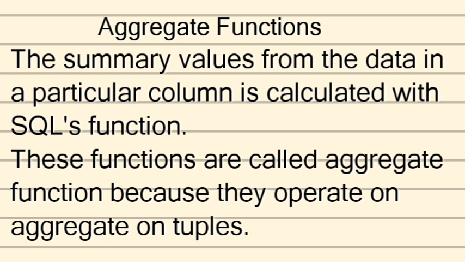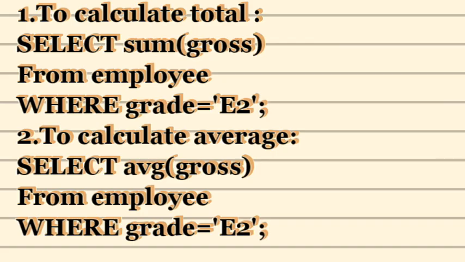As you can see on the screen, first I have taken the first aggregate function, that is sum. I want to calculate the total of the gross salary of the employees. So what query do I need to write? Select sum, in brackets gross. Basically why have I written sum? Sum is the desired function. In brackets I have told it I need to calculate the sum of what, that is gross, from the employee table where grade is equal to E2. I have mentioned where grade is equal to E2, so it will sum only those values which have grade E2.